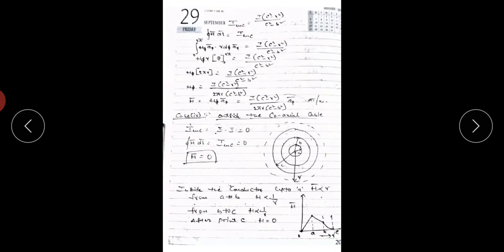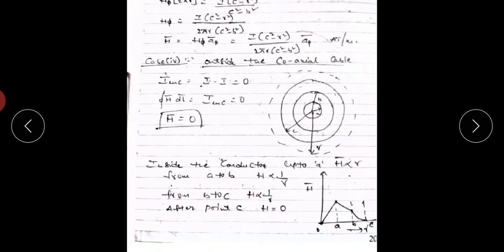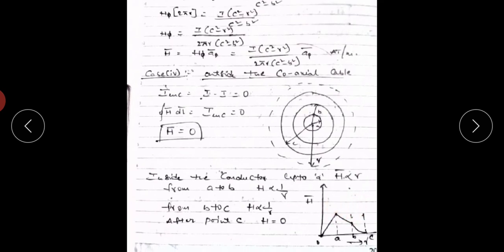Next, outside the inner conductor, from A to B, H bar equals I by 2πR into a_φ bar. So H bar is inversely proportional to R. So from A to B, by increasing R, the magnetic field intensity decreases.